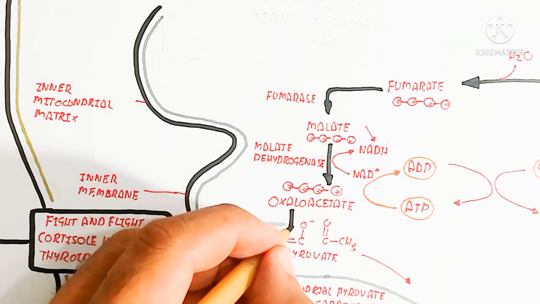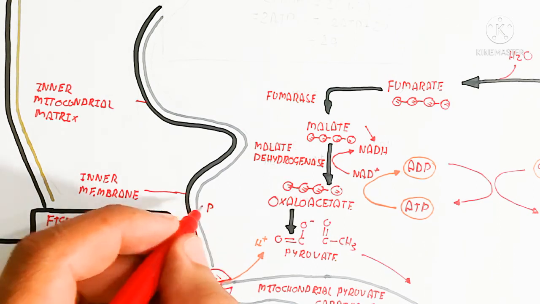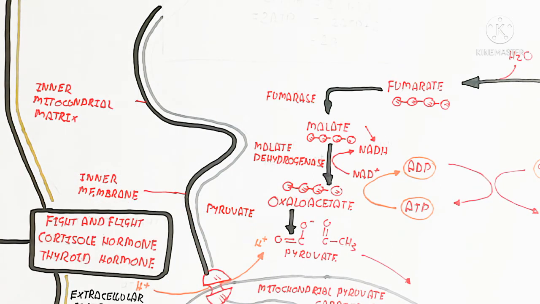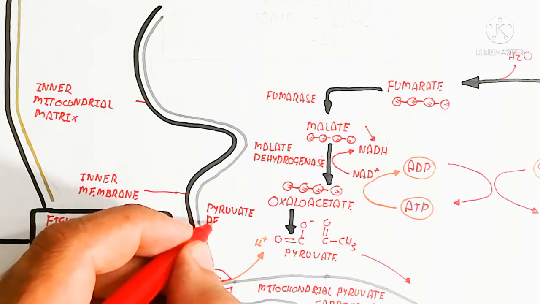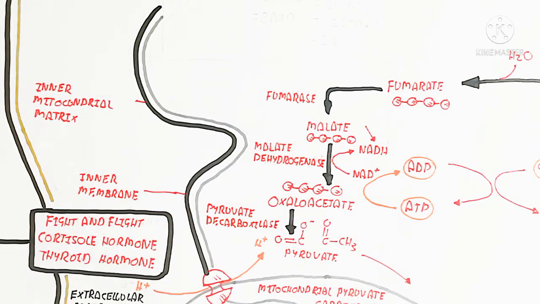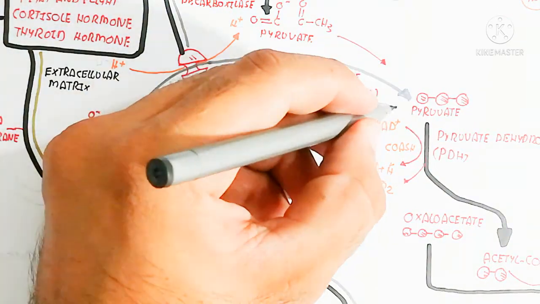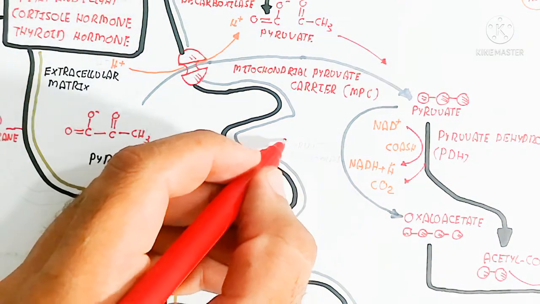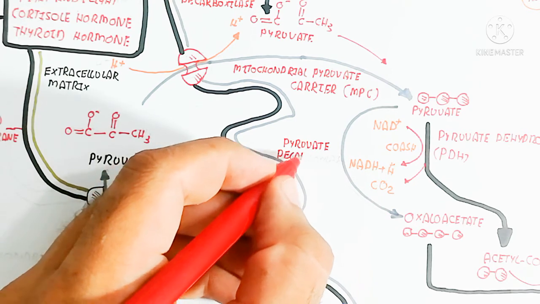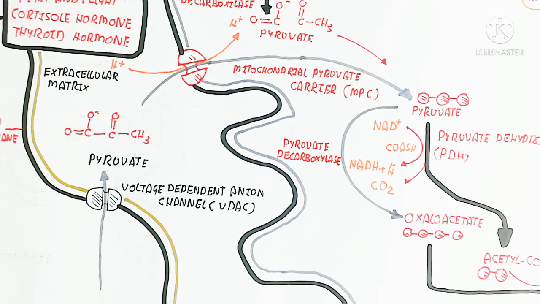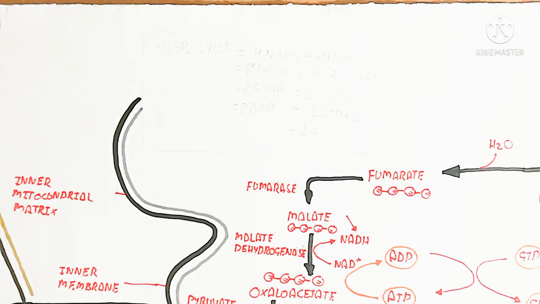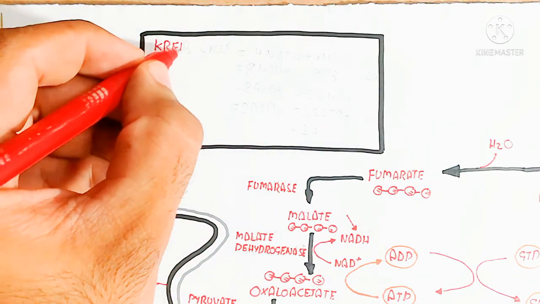So that is the basic concept about oxaloacetate, which is the intermediate. Pyruvate decarboxylation produces acetyl CoA. So that is important. The oxaloacetate will bind with the acetyl CoA to produce again citric acid or citrate.